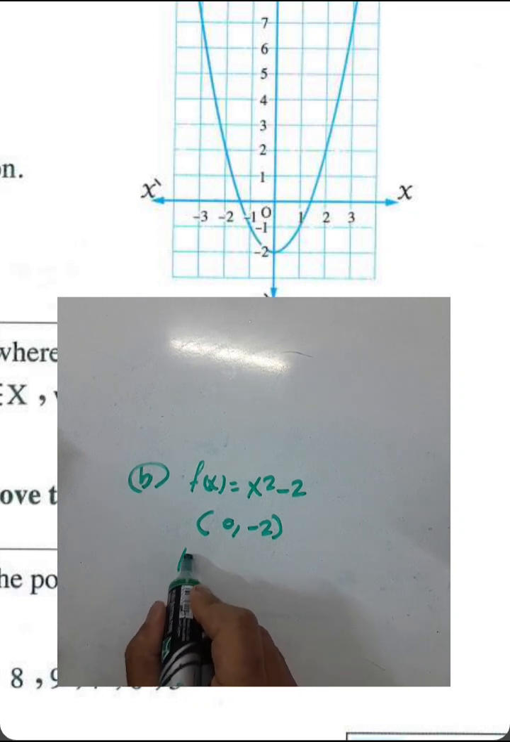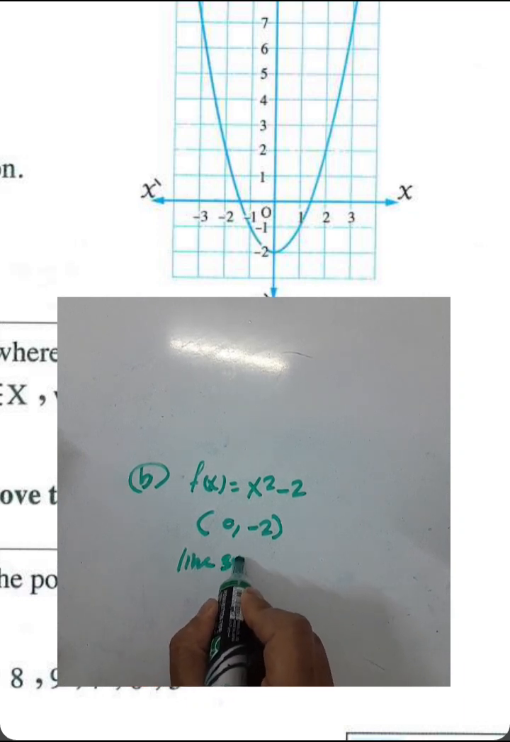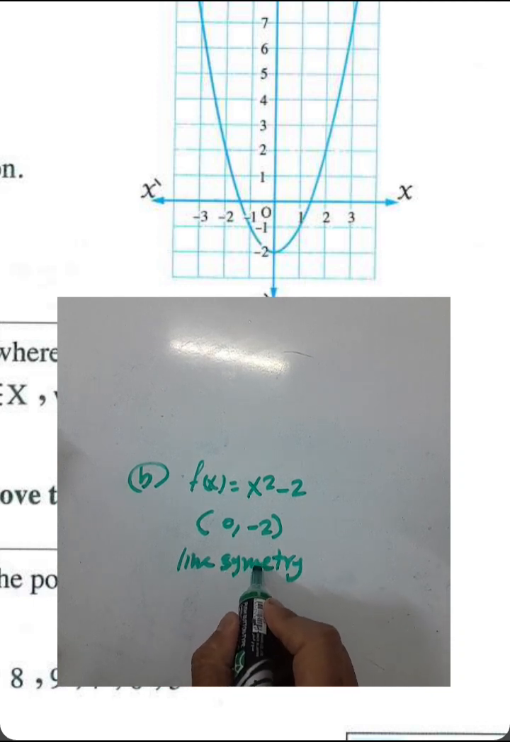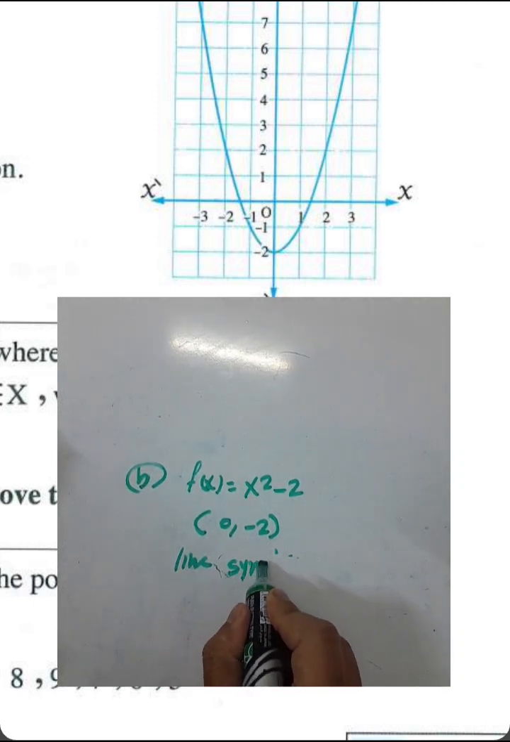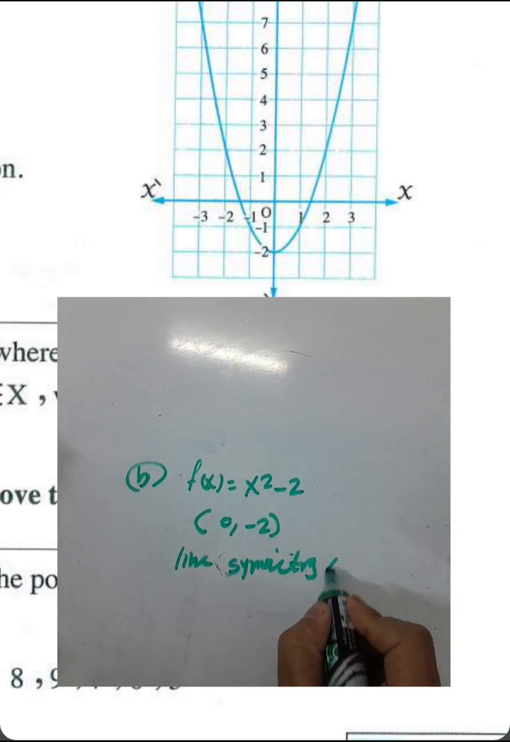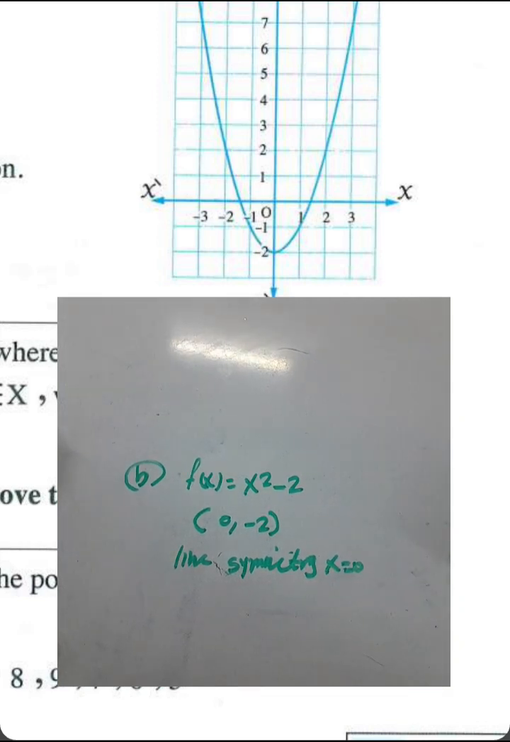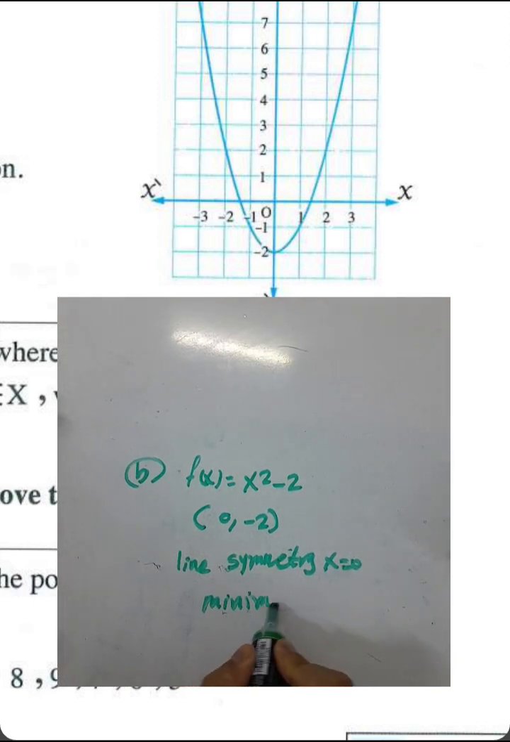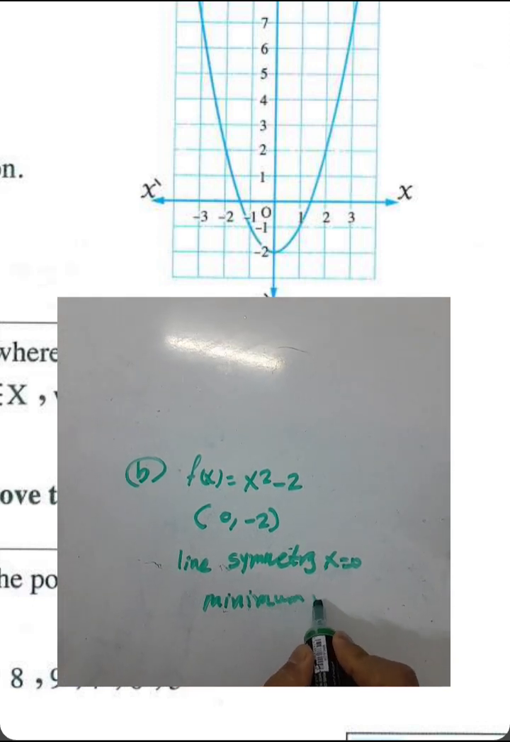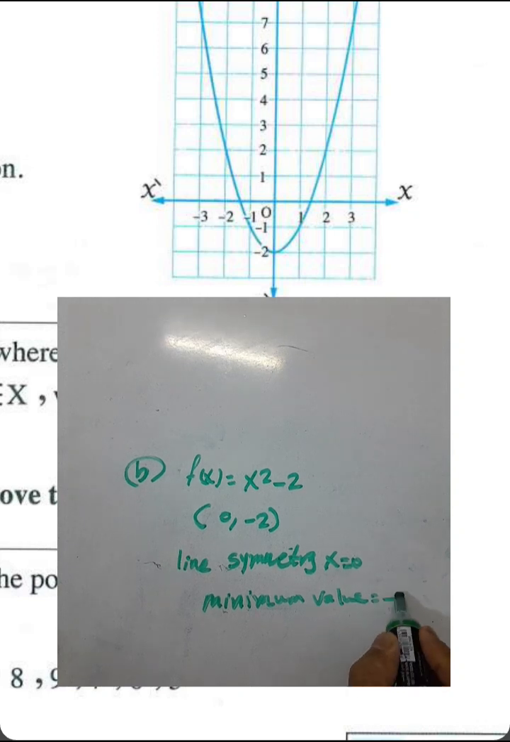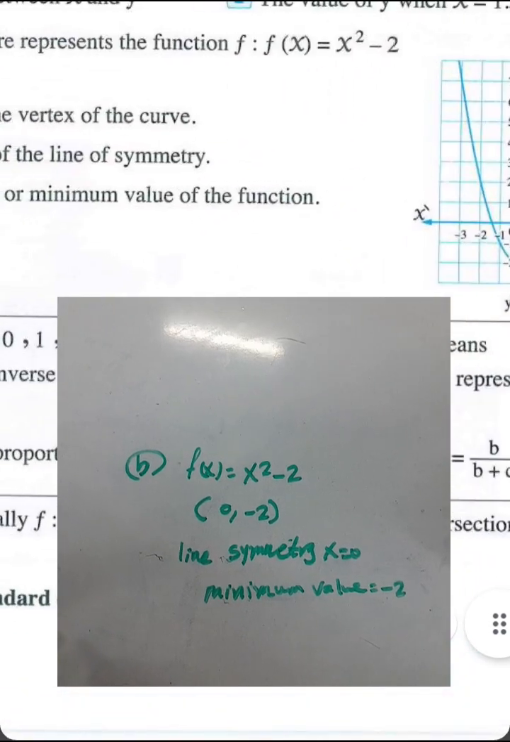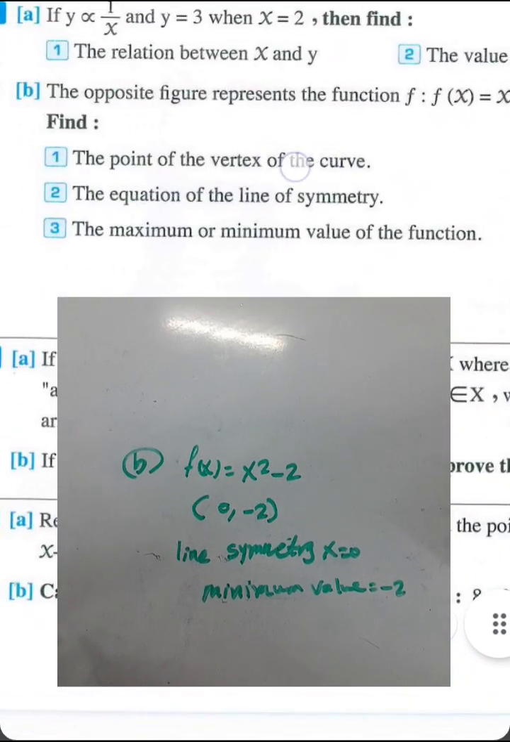And line of symmetry, x equals what? x equals 0. The minimum value equals negative 2, okay? The minimum value is negative 2. It's the result of this example. It's a minimum.